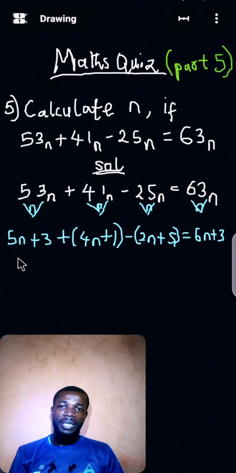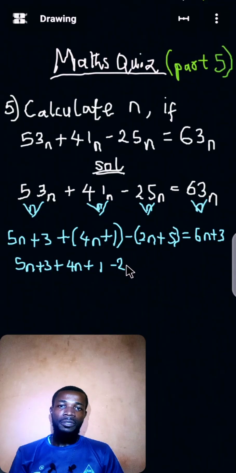So let's expand. So we have 5n plus 3 plus, open this bracket. This is a positive sign, so it does not affect what is inside the bracket. So we just go ahead and write that 4n plus 1. Then this is a negative sign. It affects what's inside the bracket. So negative times 2n will give us negative 2n. Negative multiplied by plus 5 will give us negative 5, and is equal to 6n plus 3.